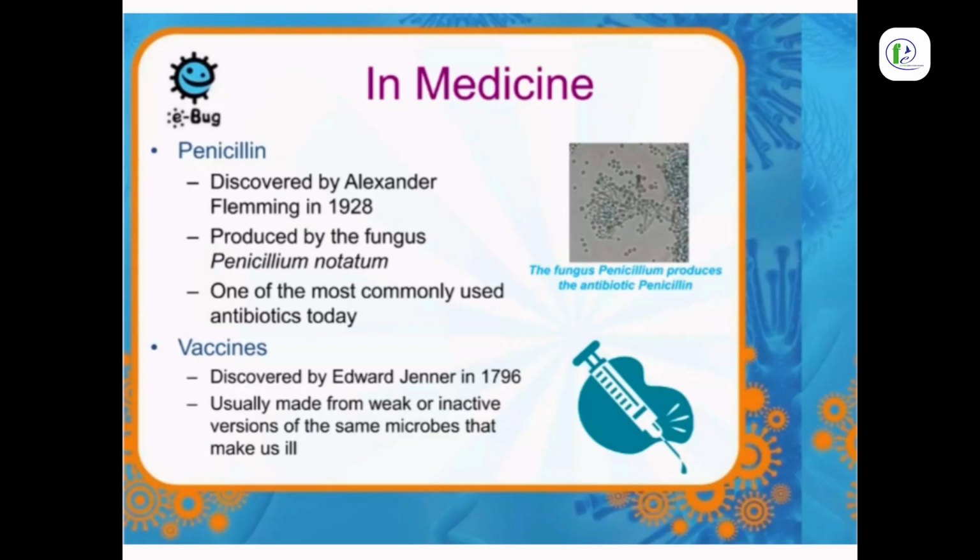Next, microorganisms are also used to make vaccines. Vaccines protect humans and other animals from various diseases. Vaccines are used to protect children from diseases like hepatitis, polio, measles, and smallpox. So, the most interesting information for you: penicillin was discovered by Alexander Fleming in 1928, and vaccines were discovered by Edward Jenner in 1796. So, move to the next slide.